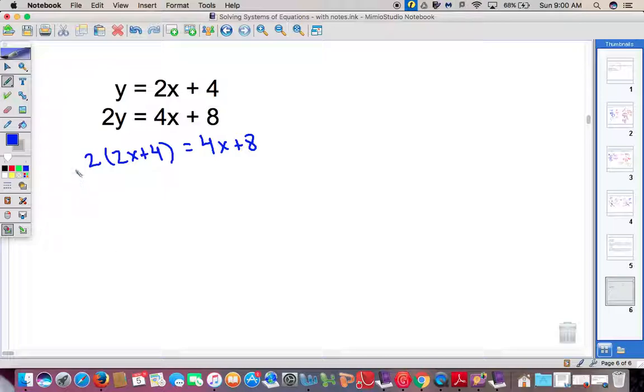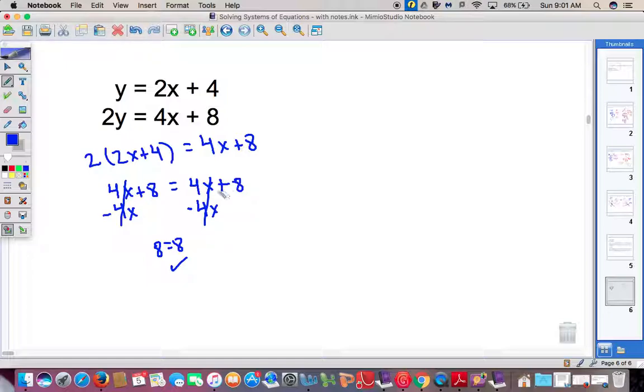Now if I distribute, I have 4x plus 8 equals 4x plus 8. I can see I have the exact same thing on both sides of my equality symbol. But if I go ahead and try a little bit farther to solve this, because I haven't realized it yet, and I subtract 4x from each side in hopes to get my x's on one side of the equation, I'm left with 8 equals 8. And this is a true statement.